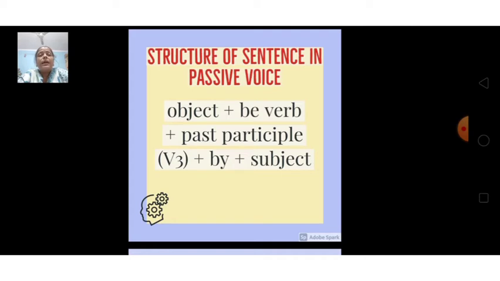Be means is, am, are, was, were, will, shall, has, have, had, according to the tense of the sentence, plus past participle form. Past participle means third form of the main verb. After that, we will add by and then the subject. Subject means the doer of the action.